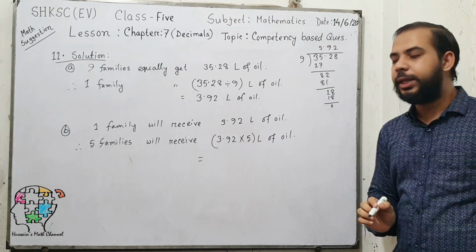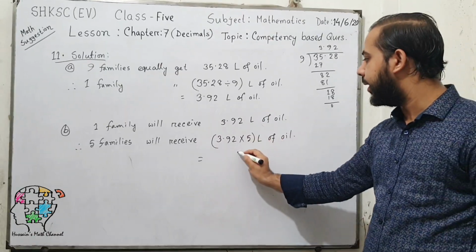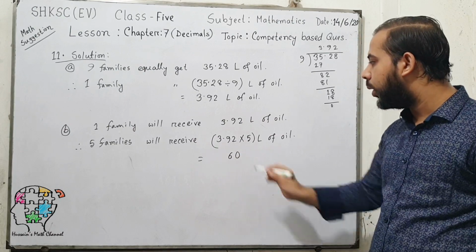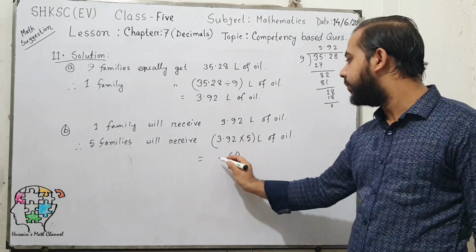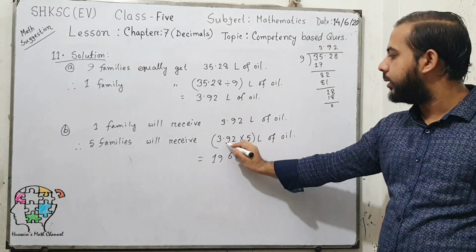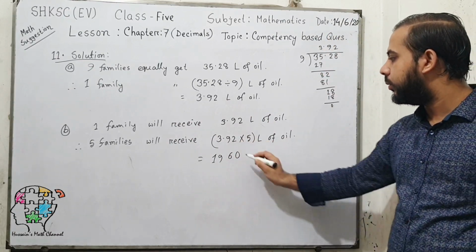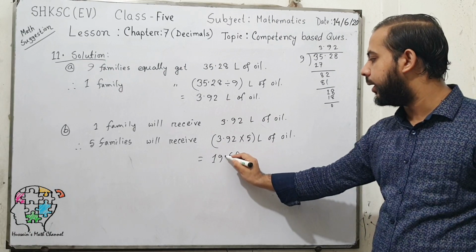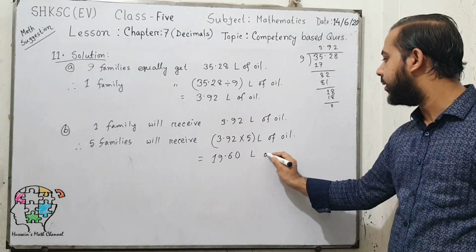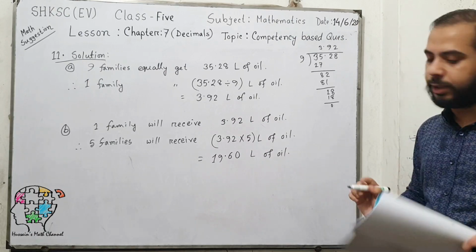So we'll do multiplication here without doing rough. 5 2s are 10, in hand 1. 5 9s are 45 plus 1, 46, in hand 4. 5 3s are 15 plus 4, 19. There is a point after 2 digits, so we leave 2 digits and give a point here, so 19.6 liters of oil will be received by 5 families.